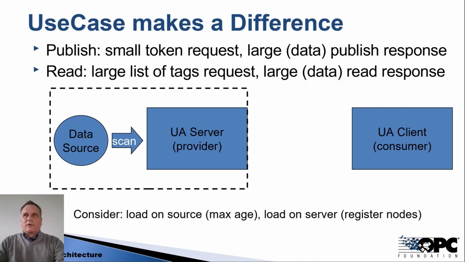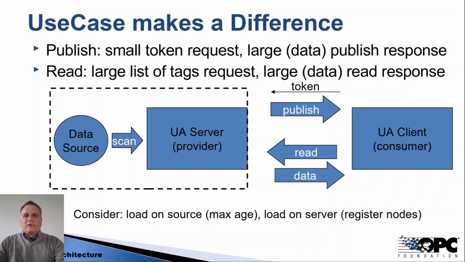You need to consider that typically the client asks the server with a very small token, and then if the server has detected a change in the data at the source, then he will notify you with the publish. The publish is the big arrow here because it contains the data.